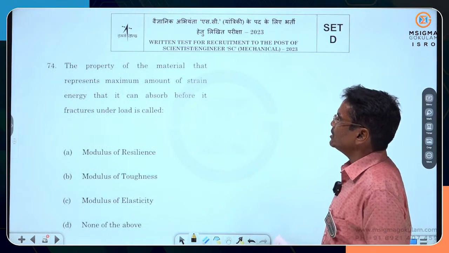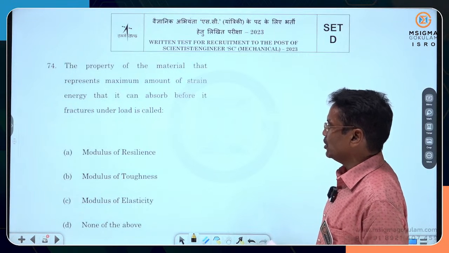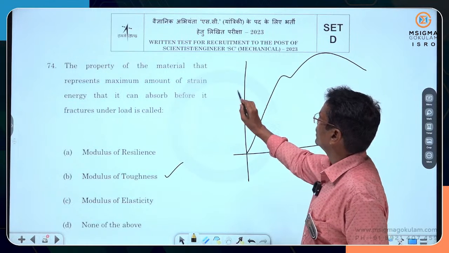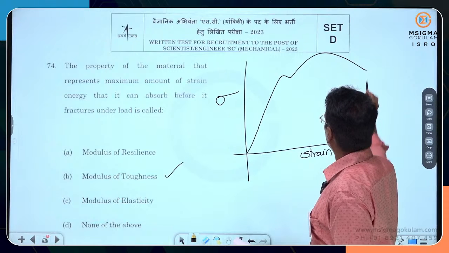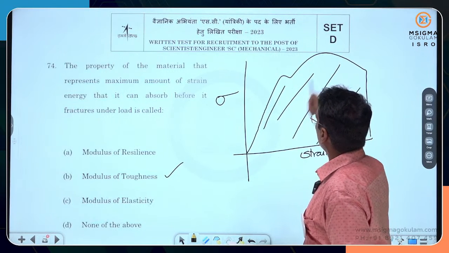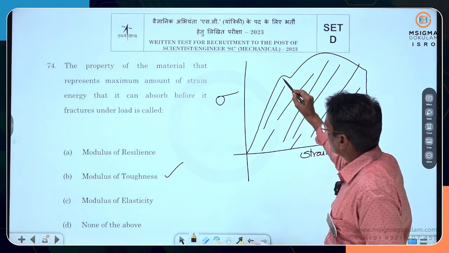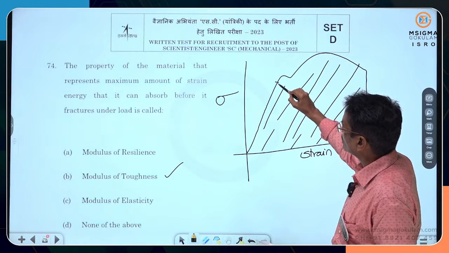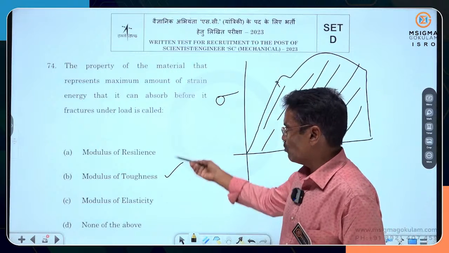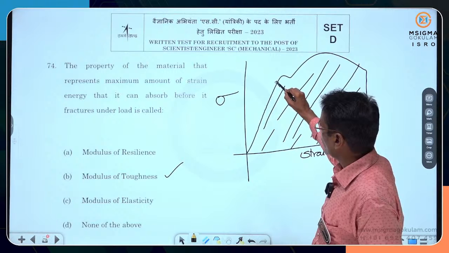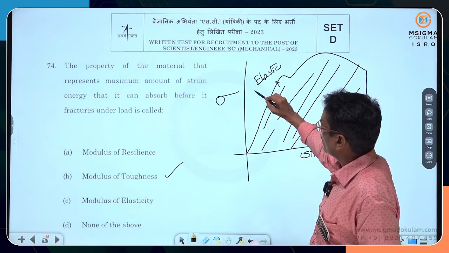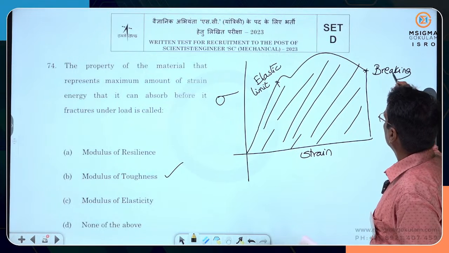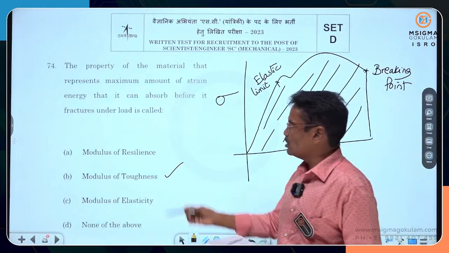The property of the material that represents the maximum amount of strain energy that it can absorb before it fractures under load is called the modulus of toughness. The total area of the stress strain diagram is called the modulus of toughness. If you take the area up to the elastic limit, that is called the proof resilience or modulus of resilience. If you take up to the breaking point, it is called the modulus of toughness. Answer is B.